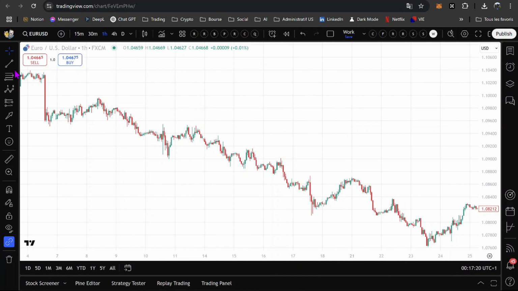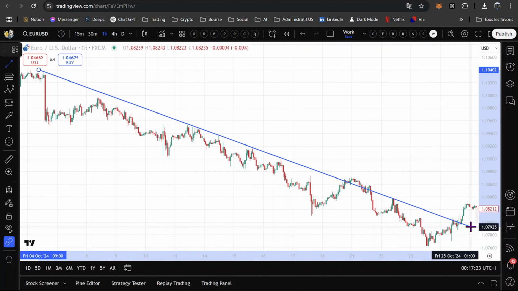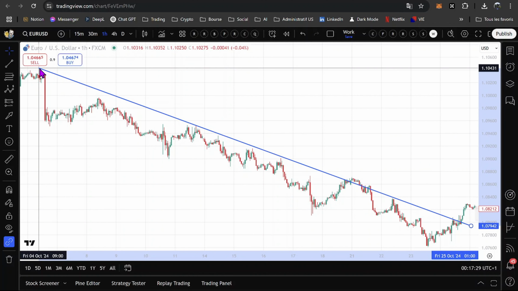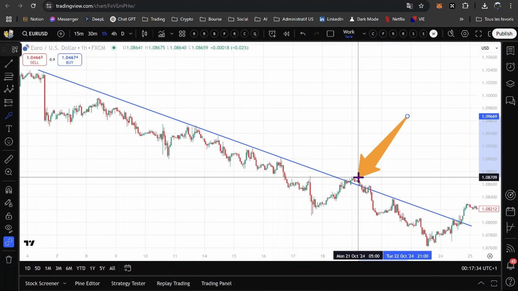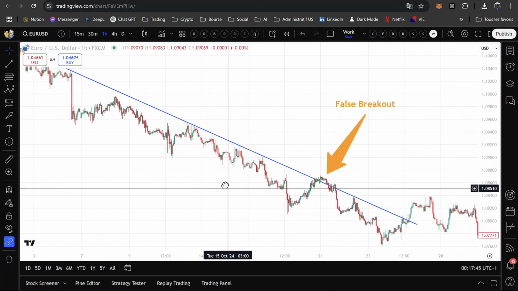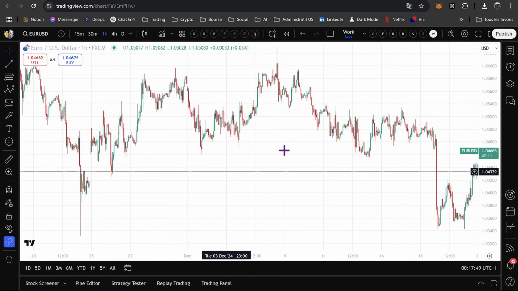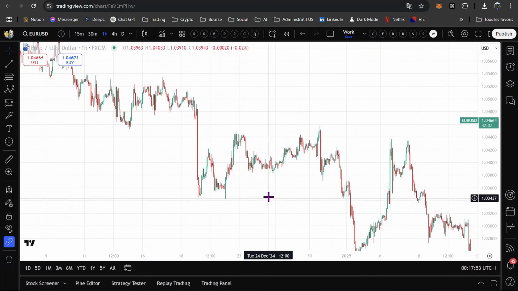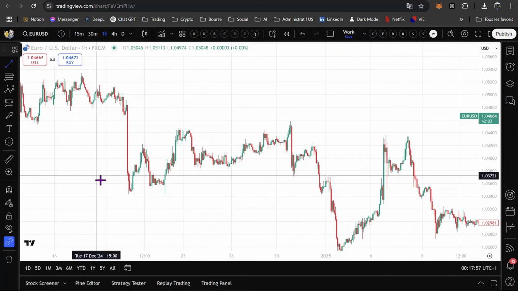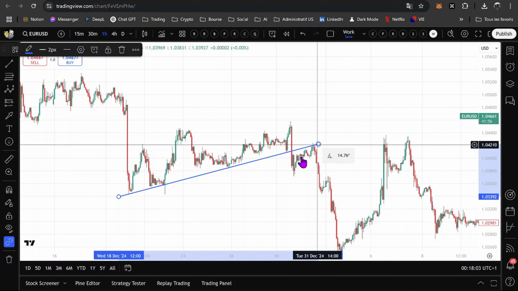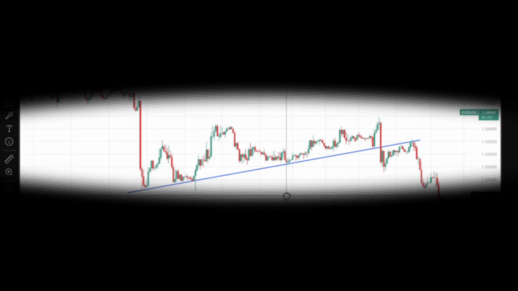reversal. For example, here, on the Euro-USD currency pair, we have a downward trend line, which I trace right here. And there is a false breakout just here. In another way, for example, here, we have an upward trend line, which tells us that the price is bullish.